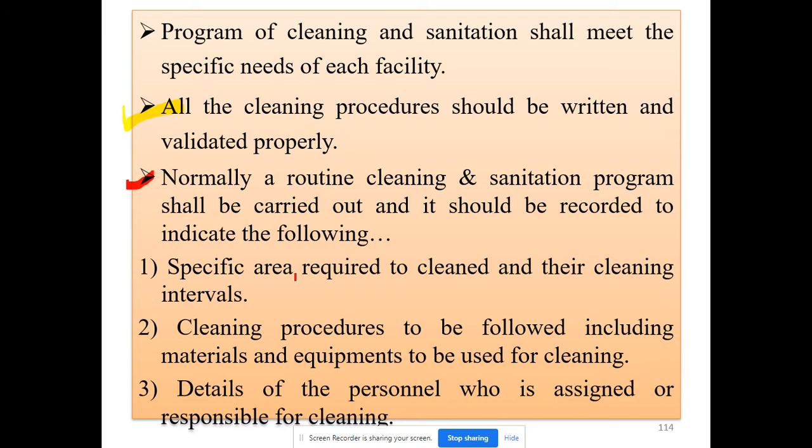First, specific area required to clean and their cleaning intervals. However, if you are recording the cleaning programs, then it will indicate at what interval you have to clean that particular facility.